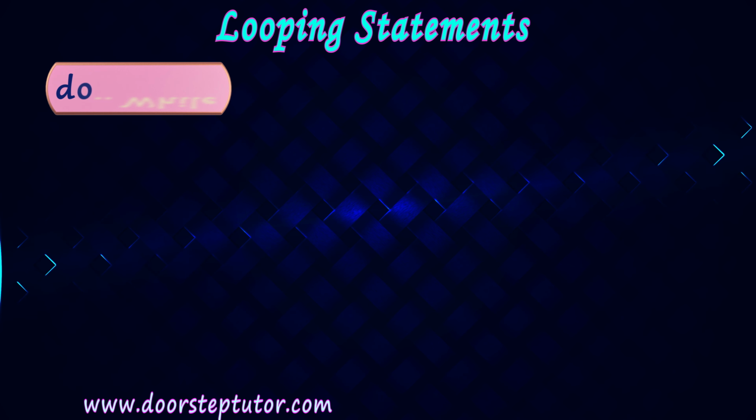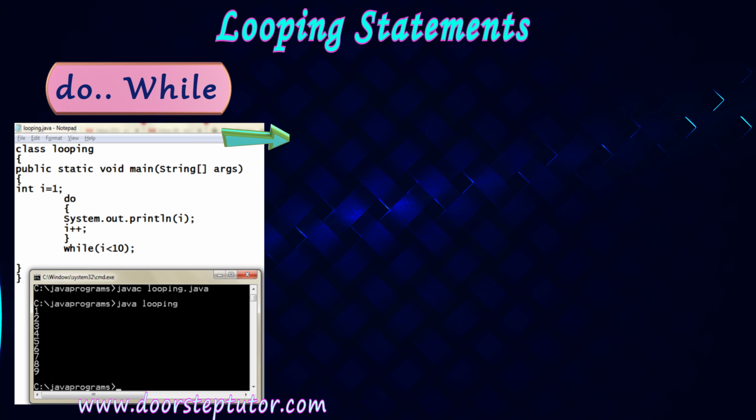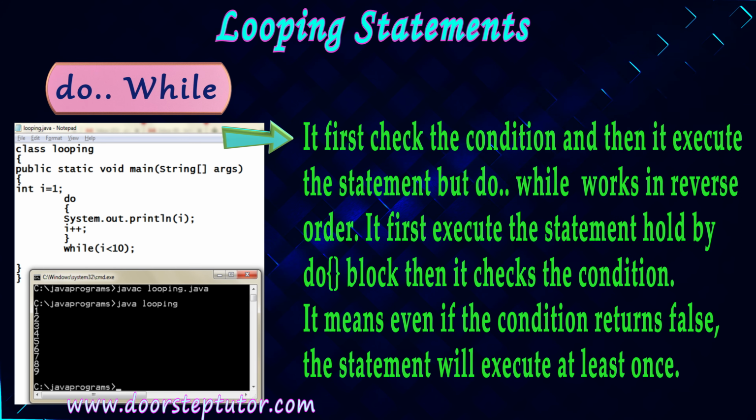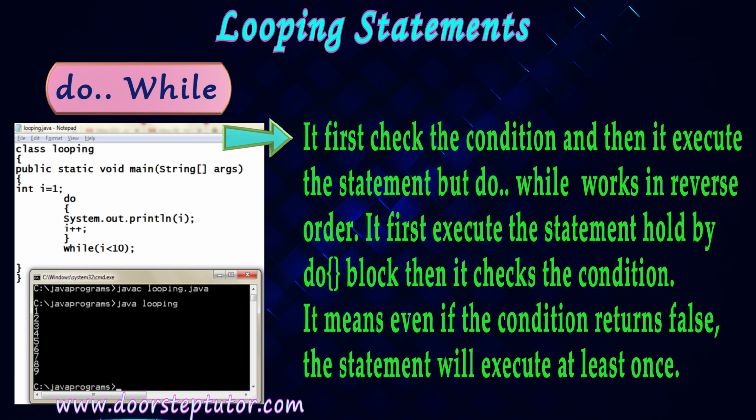Next we are having do while. In case of do while, the do statement is always executed one time, then after that the condition will be checked, and if the condition is true, the statements will execute further, otherwise not.